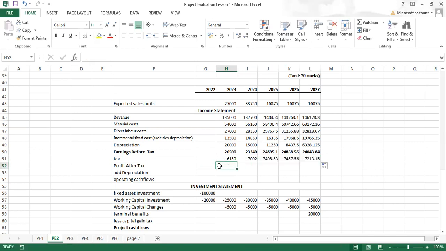Profit after tax. You come here, Control B to bolden, press Alt equals, you know, it jumps up to up here, but you must be very careful because I'm only adding these two. Control Enter, Control B to bolden, and I will drag it along.